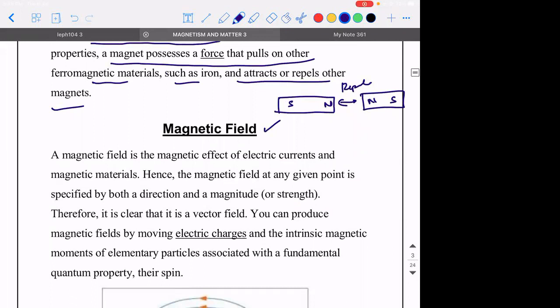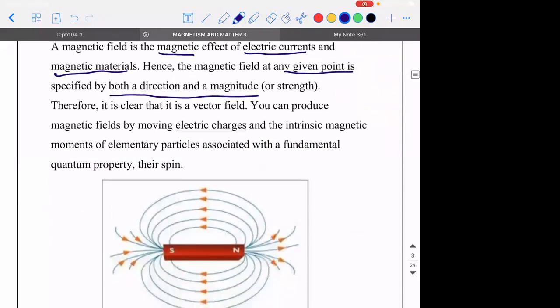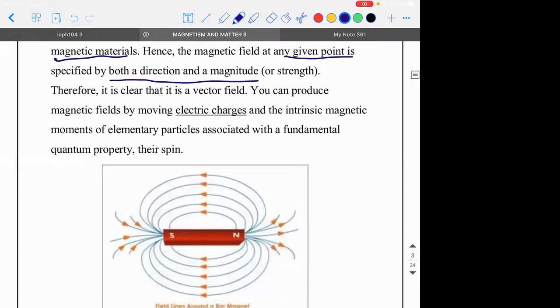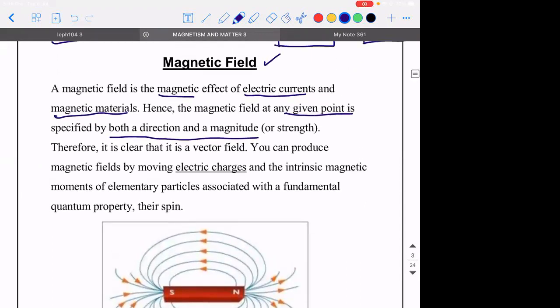So you know what is a magnetic field, right? That is what our last chapter's whole objective was. So magnetic field is the magnetic effect of electric currents and magnetic materials. A magnetic field is basically an effect which is generated due to the electric currents, and some magnetic materials already have this property inbuilt in them. Hence, the magnetic field at any given point is specified with both direction and a magnitude. So hence we know that magnetic field is a vector quantity.